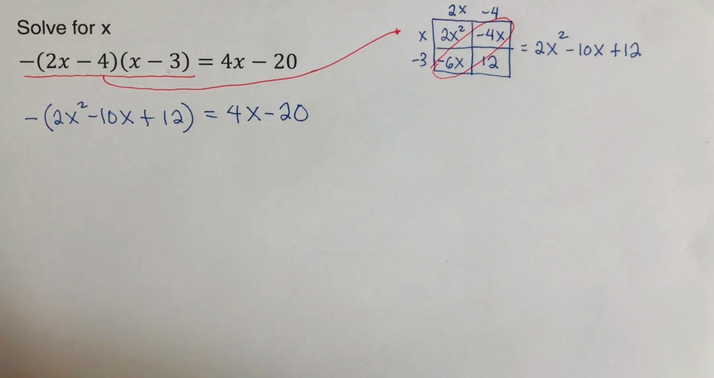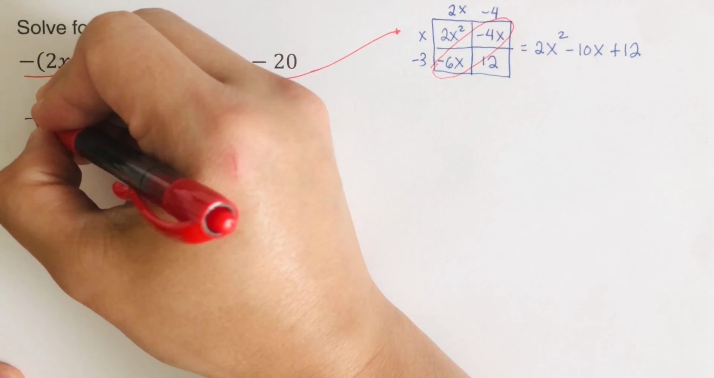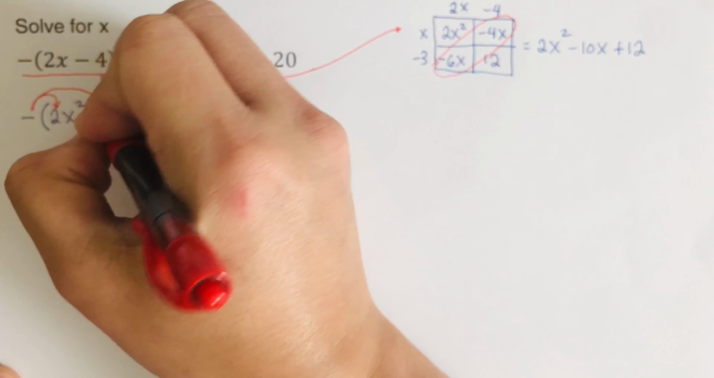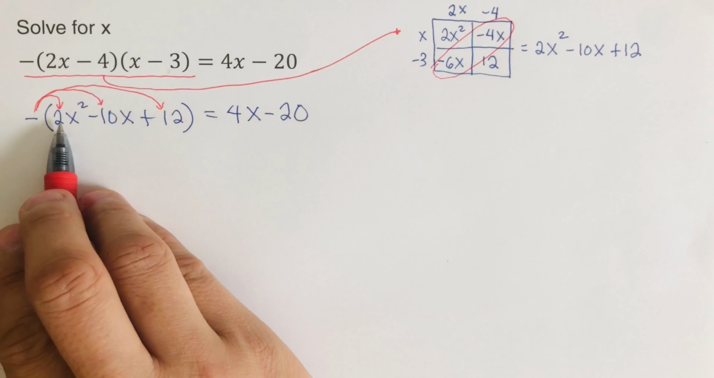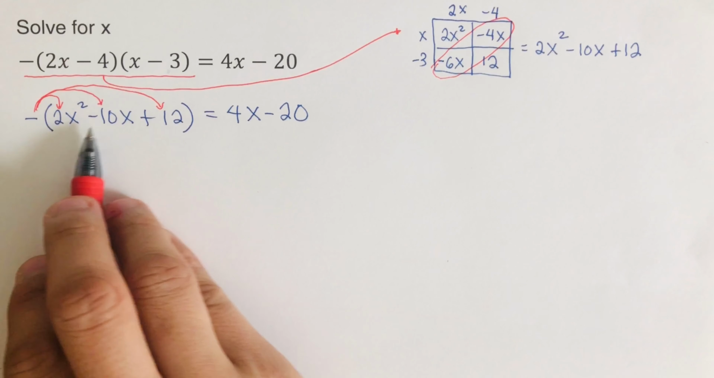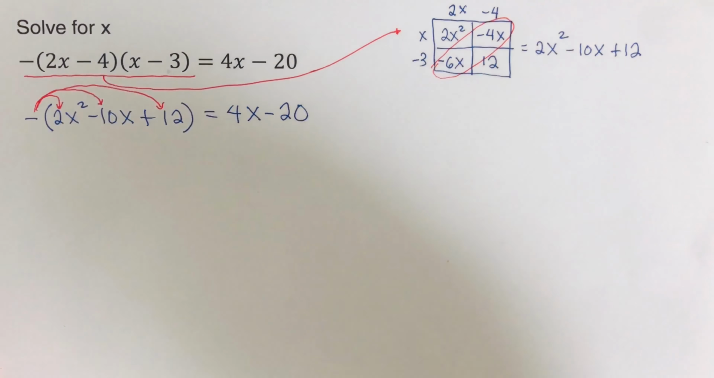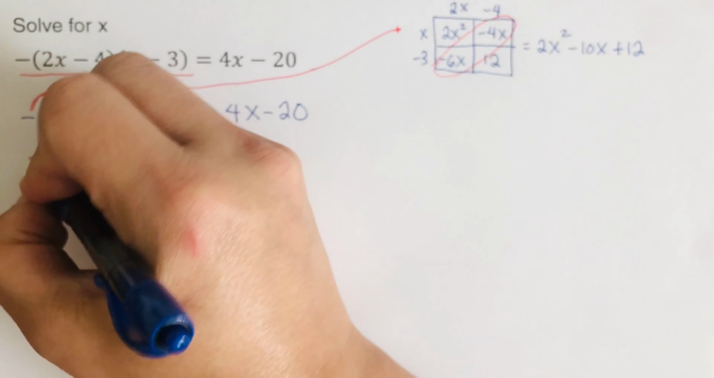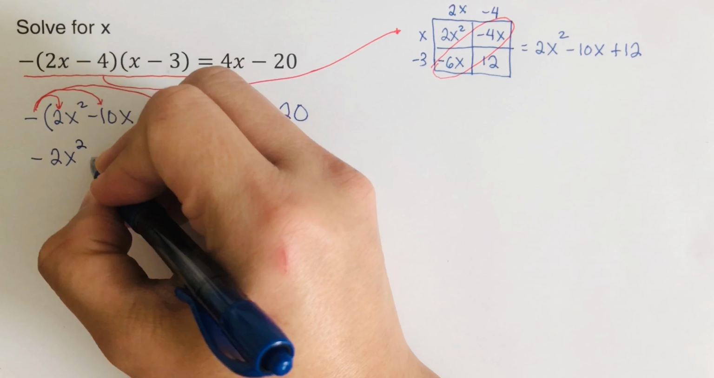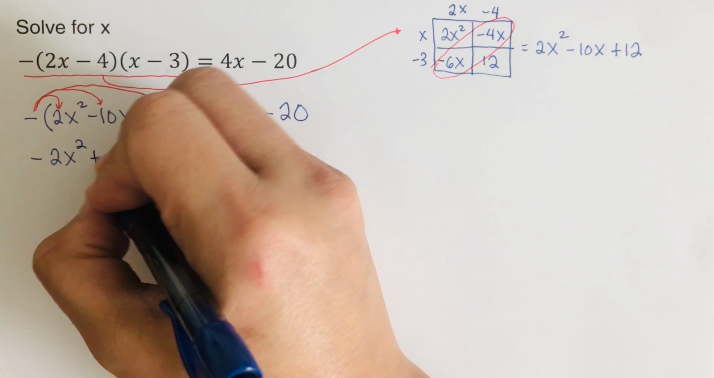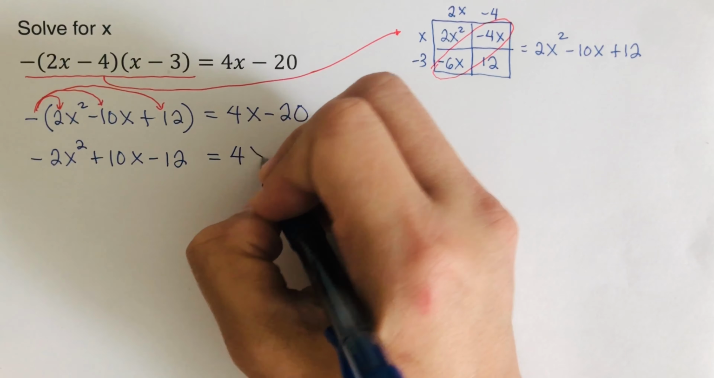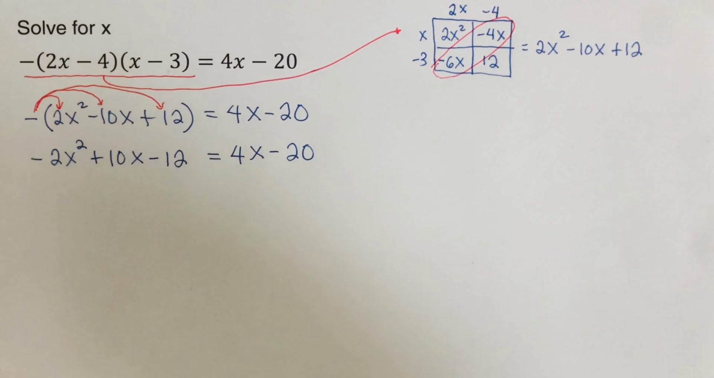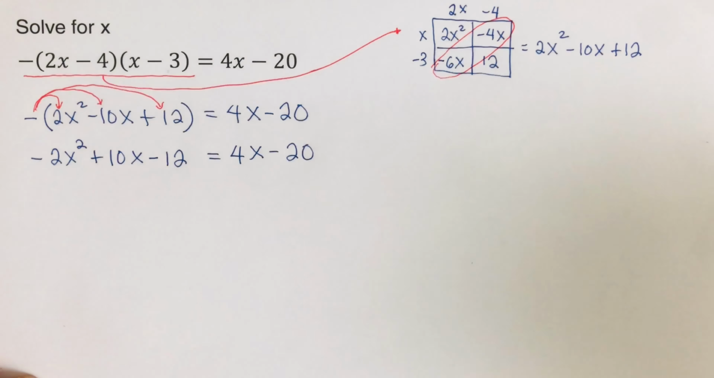So what we are going to do next is to distribute the negative to each term inside the parentheses. Now please be careful, because others are going to distribute only to the first one. That is not the correct way to do it. It has to be distributed to each of them inside the parentheses. So this would come out negative 2x squared plus 10x minus 12 is equal to 4x minus 20. Then again, the target is to make one side equal to 0.